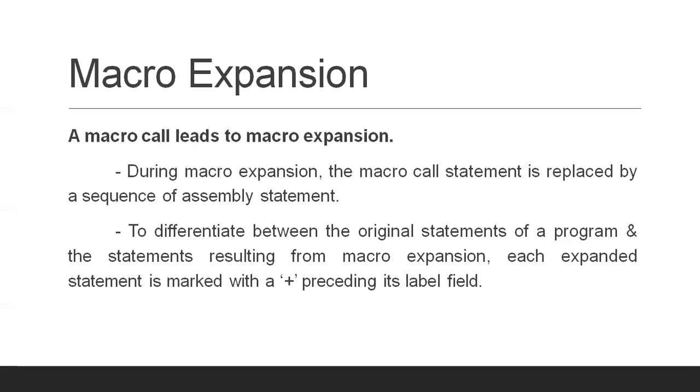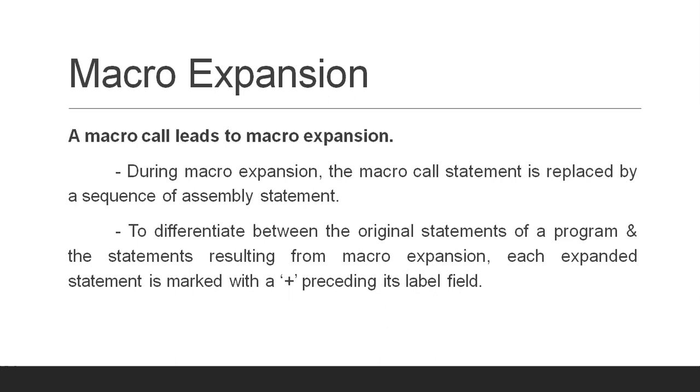So what is happening in macro expansion? Whenever a macro call is generated, the macro expansion happens and all the statements which are there in the macro definition are taken from that definition and put into the main program. So during macro expansion, we say the macro call statement is replaced by a sequence of assembly statements. Now to differentiate between the original statements of a program and the statements resulting from the macro expansion, each expanded statement is marked with a plus preceding its label field.